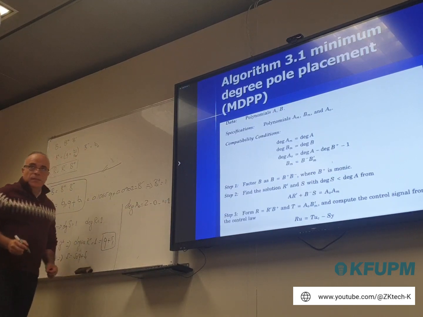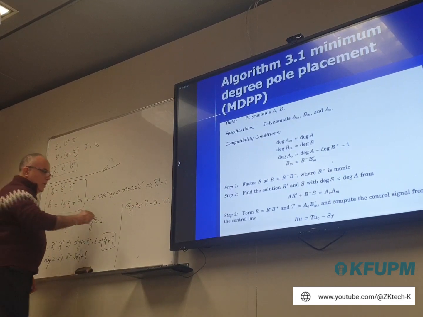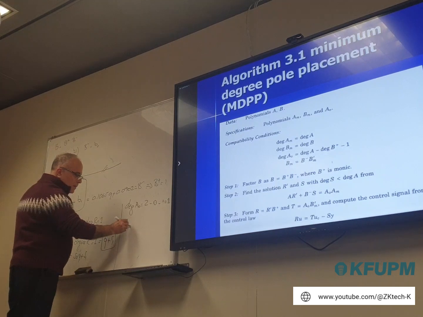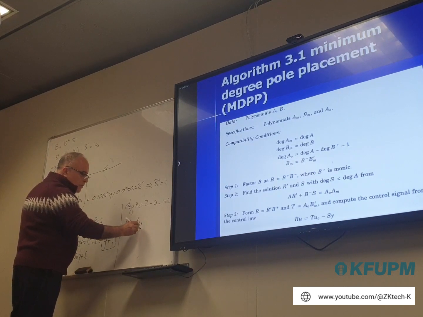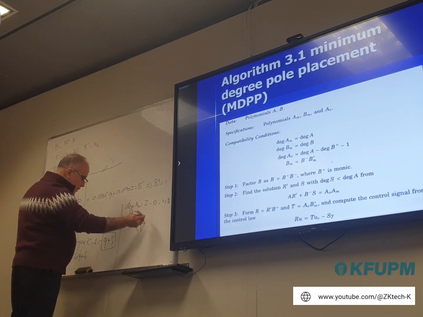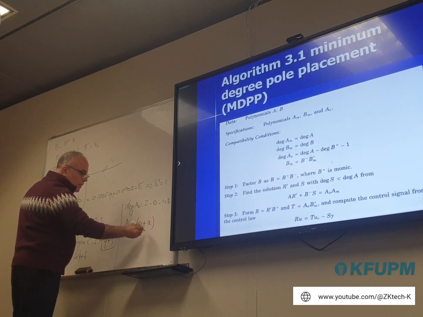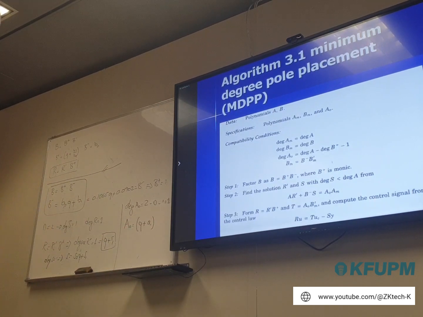We know that the characteristic equation is equal to A0 times AM, also a polynomial, A R prime times B minus plus B minus times S. We are going to write it as Q plus A0 times A1. We divided B in two parts, B minus and B plus, still valid. All that we have done is still valid.